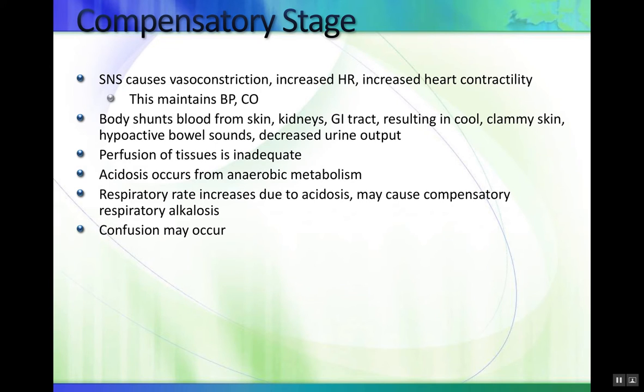So again, we said our sympathetic nervous system is what usually works. And again, I said there's one type of shock, which is neurogenic shock, where it's a little bit different. But for most of the shocks, what you want to remember is your sympathetic nervous system, which causes vasoconstriction, your increased heart rate, and your increased heart contractility. Remember, your sympathetic nervous system is your fight or flight. That's the part of your autonomic nervous system that signals your fight or flight.